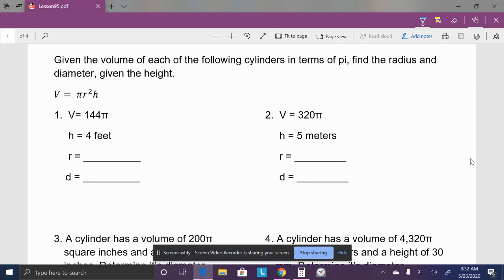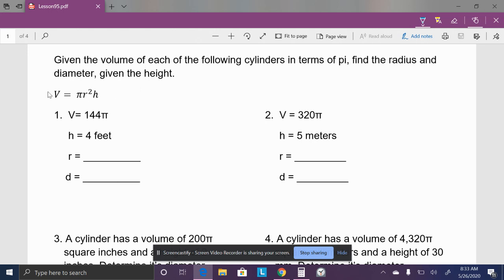In today's video, we are going to be solving equations involving volume problems. So we're going to be given a volume formula and some information regarding the volume formula, plug numbers in and solve for the missing variable. So in the first problem, it says, given the volume of each of the following cylinders in terms of pi, find the radius and diameter given the height.